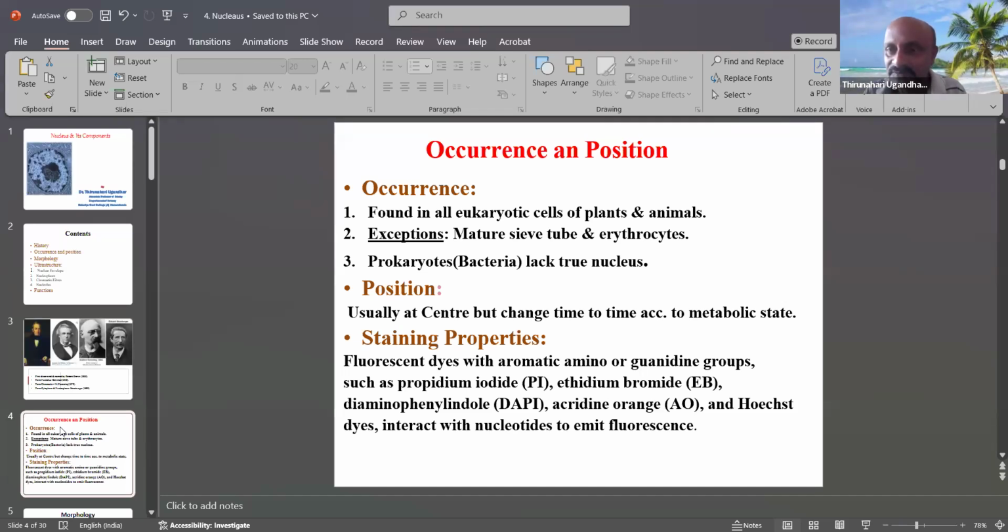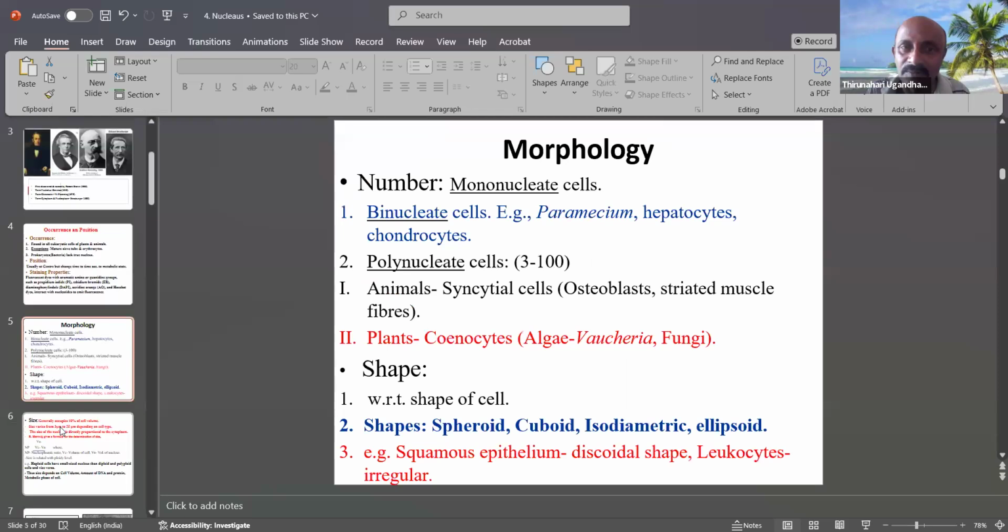The staining process is important for identification of the nucleus and for studying its properties. This also covers morphology and number. What is meant by number? The number of nuclei, how many nuclei are present in the cell, is important. For example, mononucleated cells. The majority of plant species have only a single nucleus, but sometimes two, three, or more than three nuclei. That is called polynucleated cells.